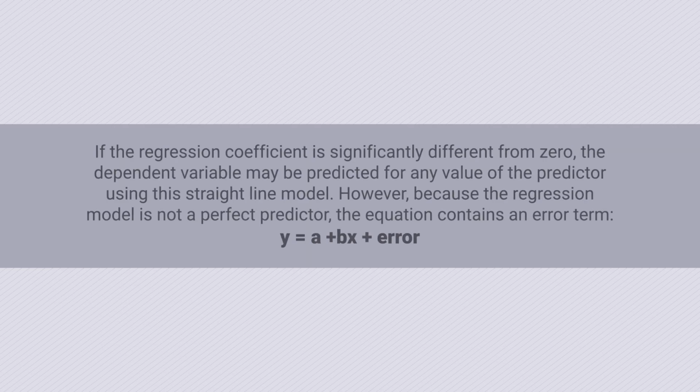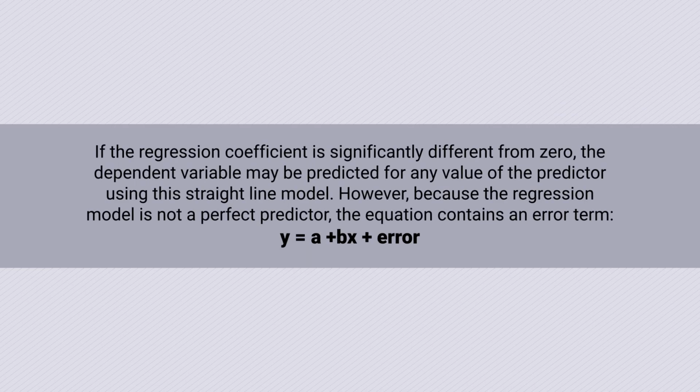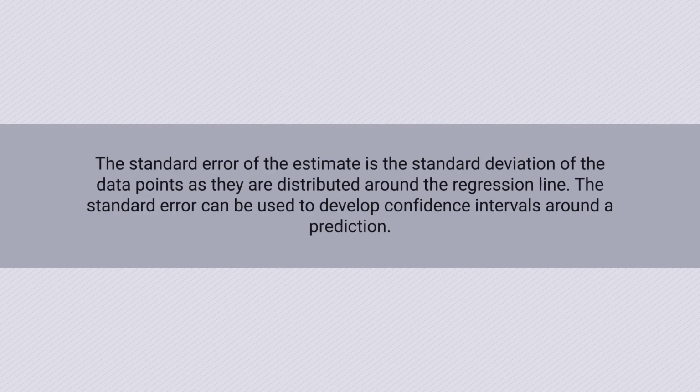So if the regression coefficient is significantly different from 0, the dependent variable may be predicted for any value of the predictor using the straight line method. However, because the regression model is not a perfect predictor, the equation contains an error term, so y is equal to a plus bx plus error. The standard error of estimate is the standard deviation of the data points as they are distributed around the regression line. The standard error can be used to develop confidence intervals around a prediction.